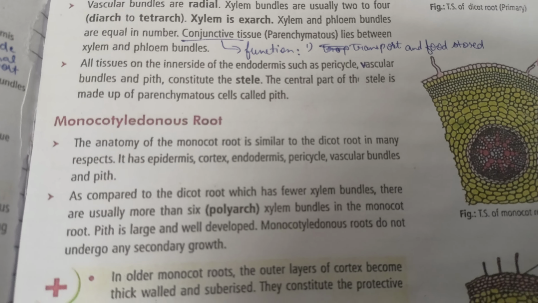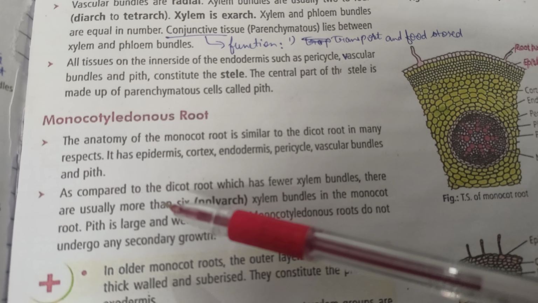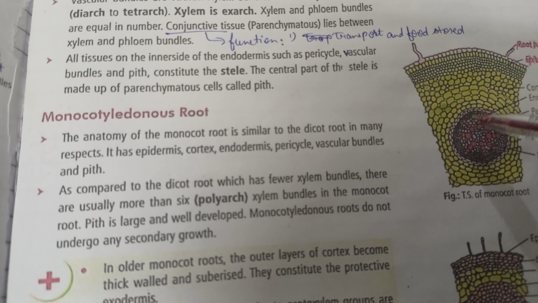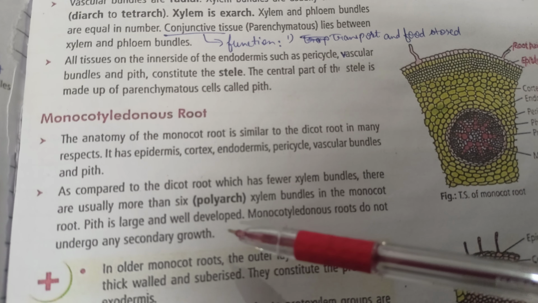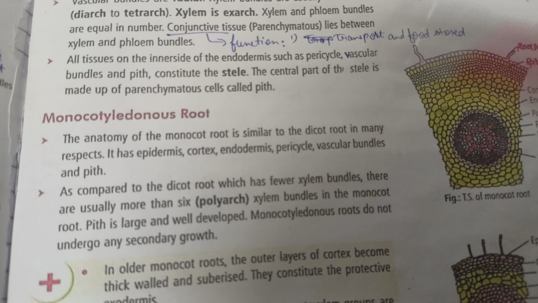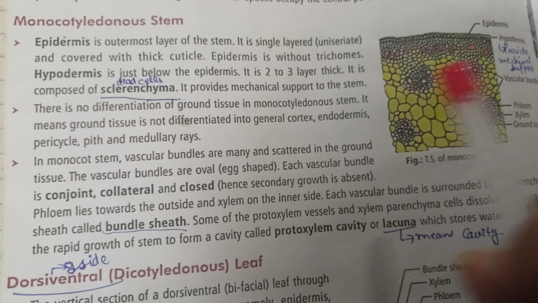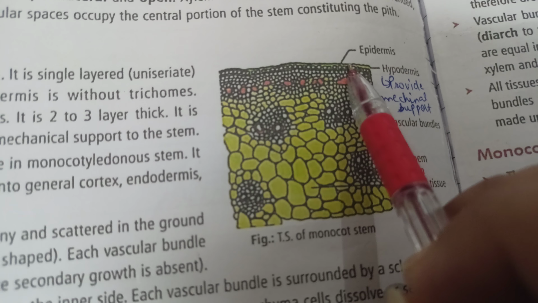So all the structures are present here: epidermis, cortex, endodermis, pericycle, vascular bundle and pith, all are present, and it has more xylem bundles as compared to dicot root, and usually a polyarch condition of the xylem bundle is there. This is the monocotyledonous stem, in which the diagram is showing the epidermis.